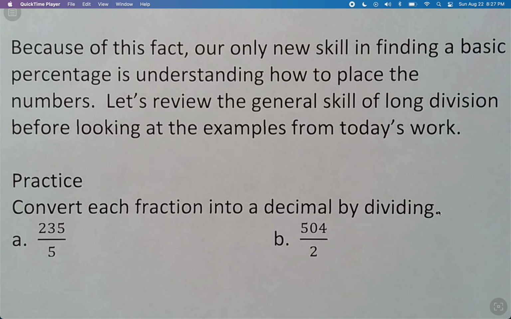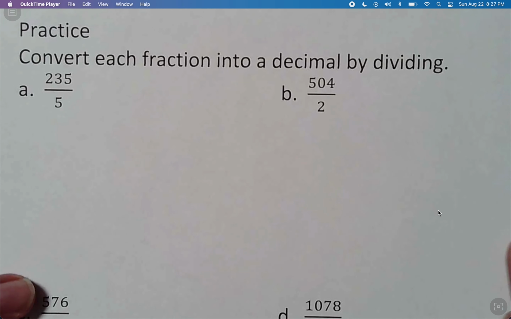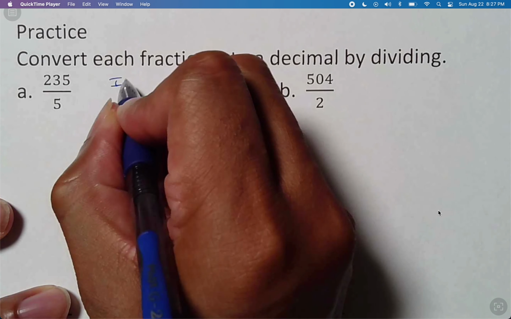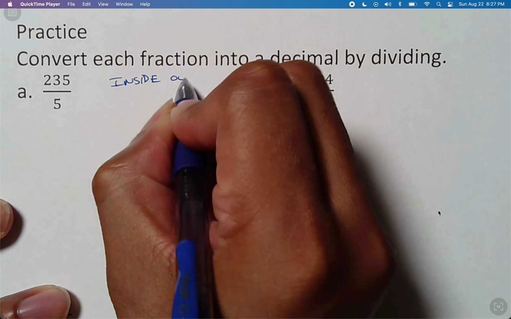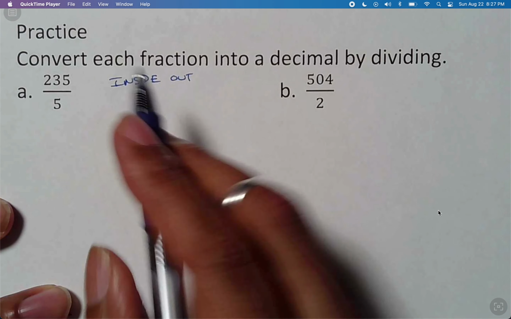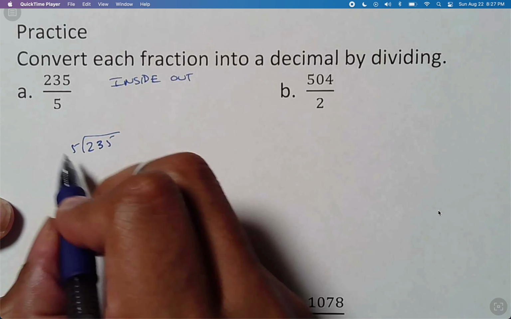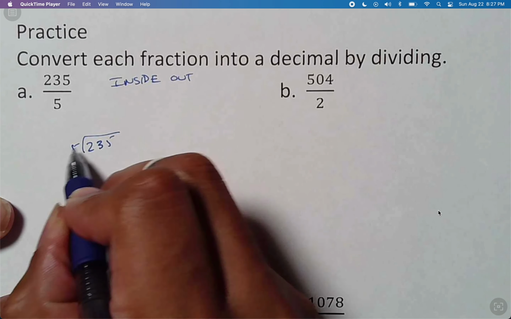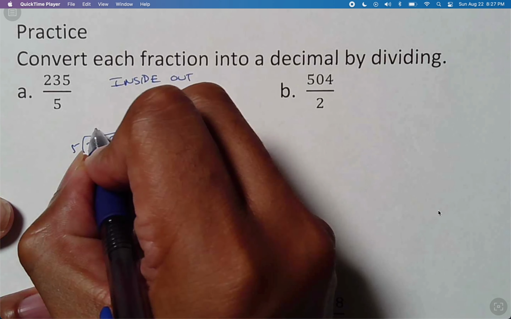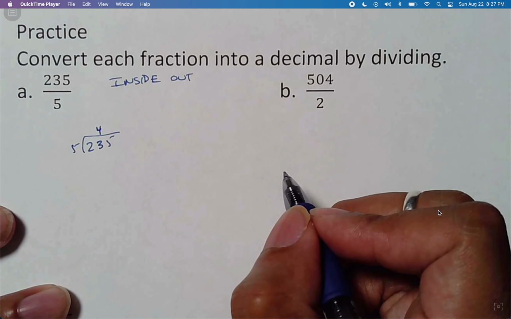So let's review the general skill of long division before we look at the examples from today's work and see what we can do. 235 over 5. Pretty much what I remember is that I try to remember the phrase inside out whenever I do division, which means the first thing I say goes inside, the second thing I say goes out. So 235 goes in, 5 goes out. If you remember that, you ask yourself how many times does 5 go into 2, which it doesn't. And so you just see it as 23 now. 5 goes into 23 4 times. Again, feel free to ask about this stuff, but as you keep going, you'll get there.